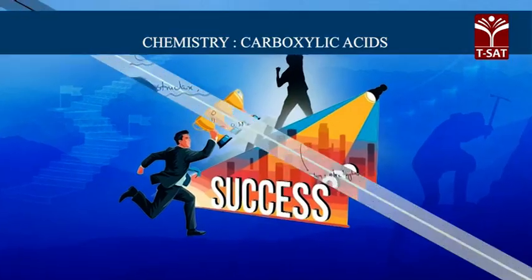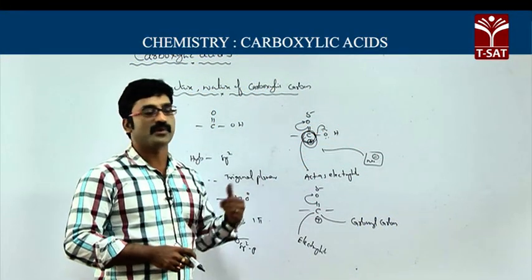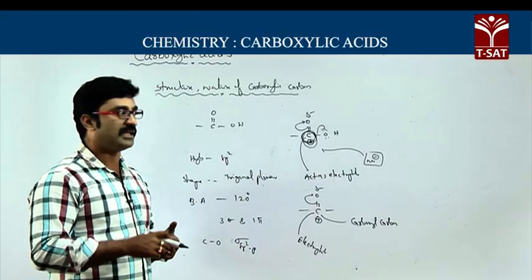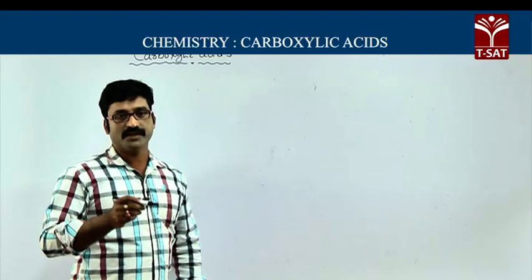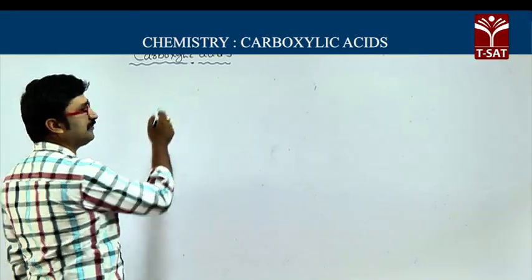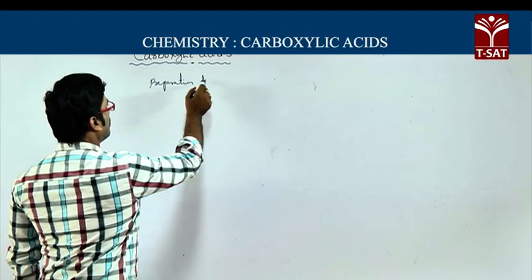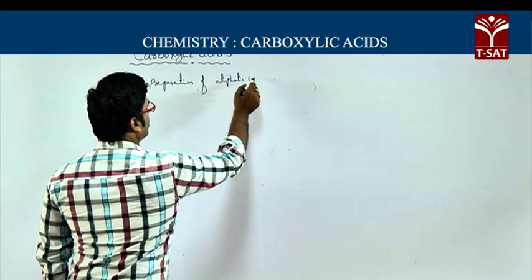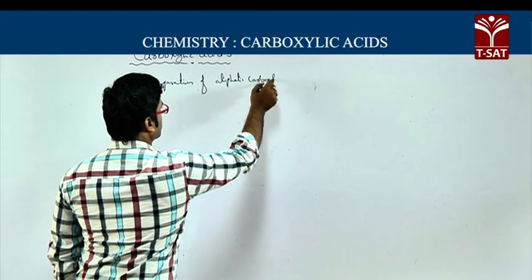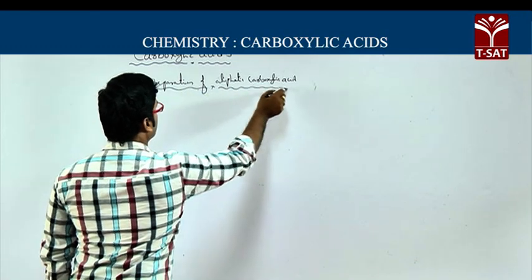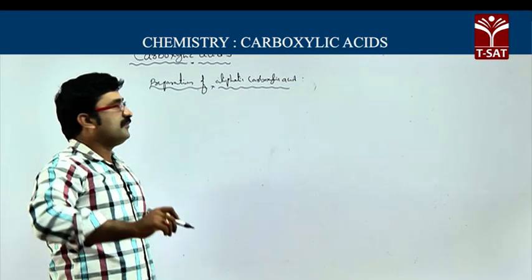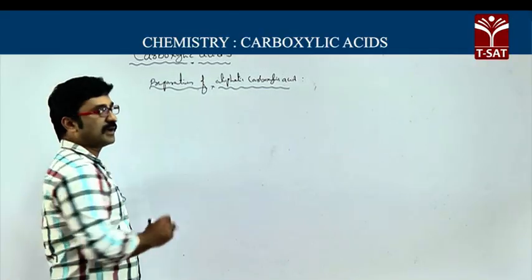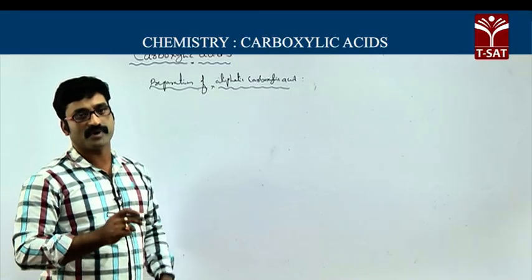Okay. Now, we will go for preparation and properties of carboxylic acids. First, we will discuss preparations, then we will go for properties. Okay. Preparation of aliphatic carboxylic acids. You know, aliphatic carboxylic acids can be prepared from various compounds. First, we will go for preparation of carboxylic acids from alcohols.